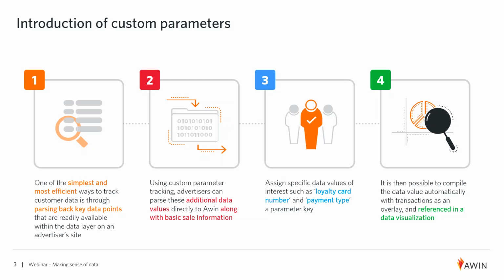It is at this stage that we recommend you work alongside your account manager to understand the goals of using these parameters. Using custom parameter tracking, advertisers can pass these additional data values directly to Awin along with basic sale information. The recommended method for tracking is to assign specific data values of interest, such as loyalty card number and payment type, as a parameter key. These can then be easily compiled automatically with transactions as an overlay and referenced in a data visualization using our business intelligence software tool, Tableau.